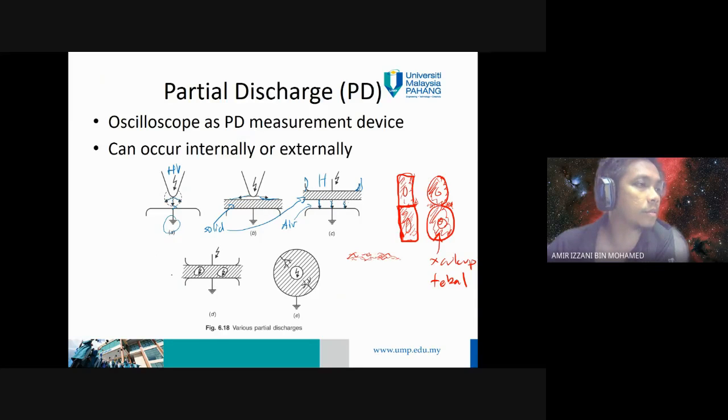Discharge can also happen in a void inside the solid. A void is an air pocket inside the solid. Or maybe like this one, due to the treeing process. This is a tree inside the solid insulator, and it will induce discharge as well if a void is present.